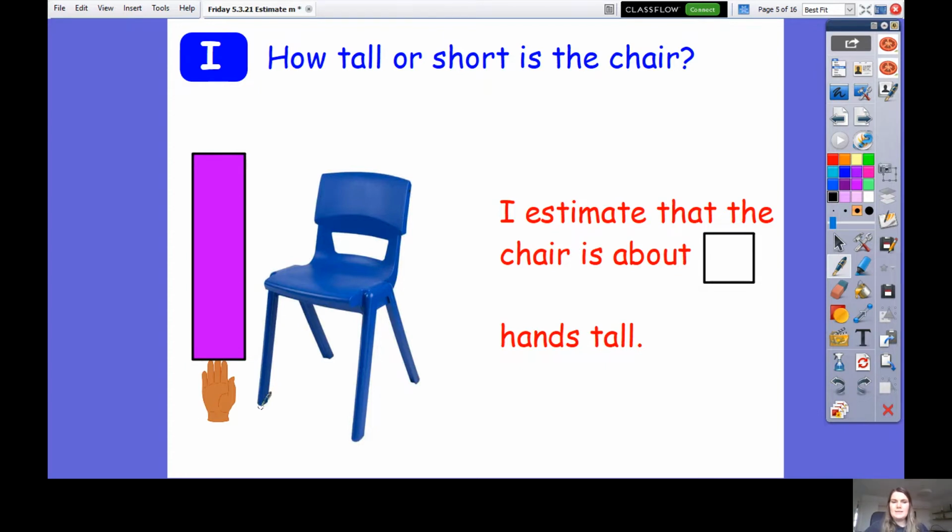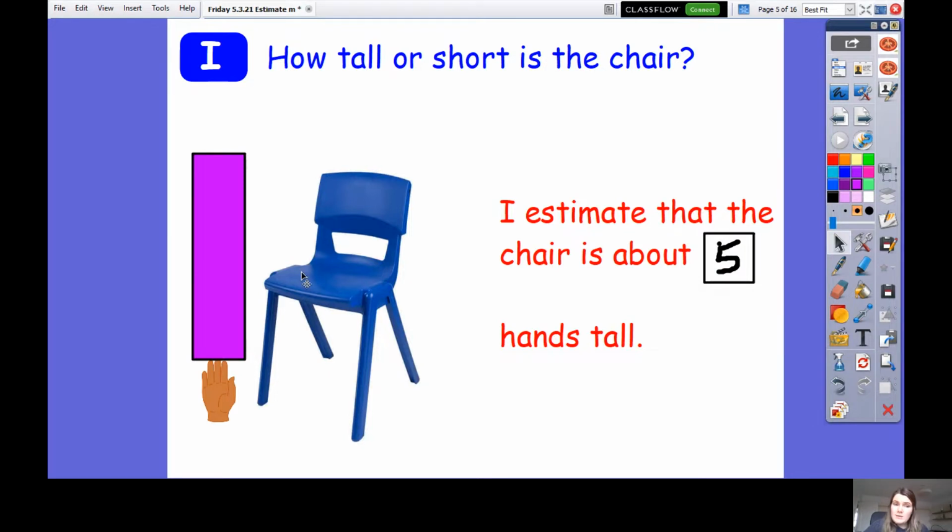Now, I've put one hand down there to help you, okay? Because that might be just about the size of a hand near this chair. So if I was putting one on top of the other, I might think that this chair is about, I might say, I think it's about 5 hands tall. Okay, so that is the estimate I've made.